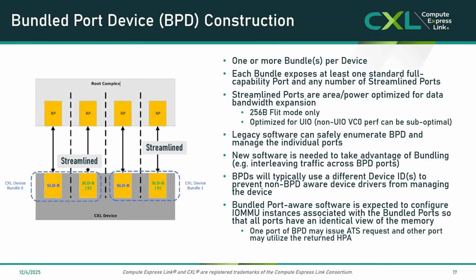The streamlined ports, the ones that are marked there, are optimized for area and power. The primary benefit that we get out of that is data bandwidth expansion at a lower cost. These are limited to 256 byte flit mode only, so they cannot support 68 byte flit mode. They also optimize for UIO, unordered IO, only. In theory, you could support the VC0 non-UIO, but that can be suboptimal. So by using these simplifications, these ports can save area and power and can just serve the need for data expansion.